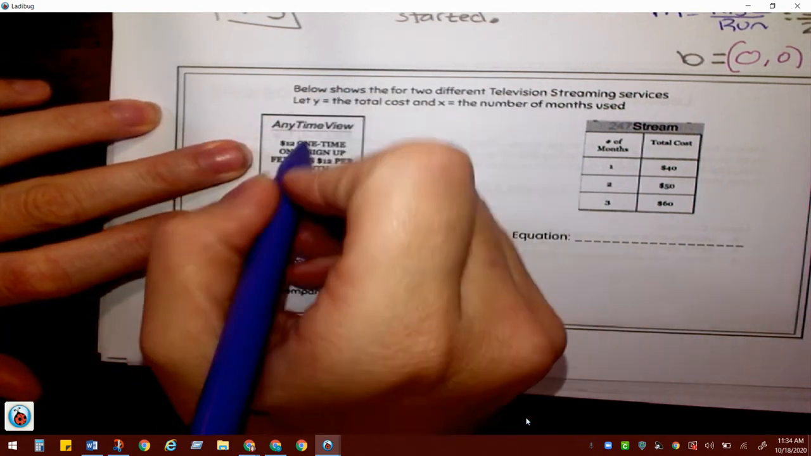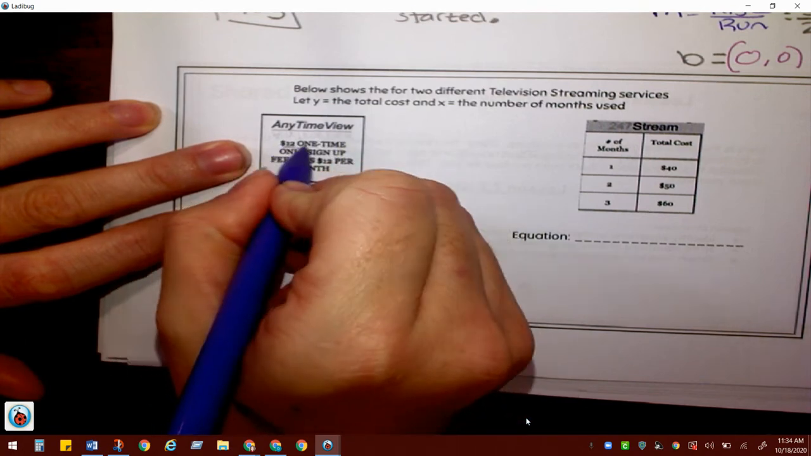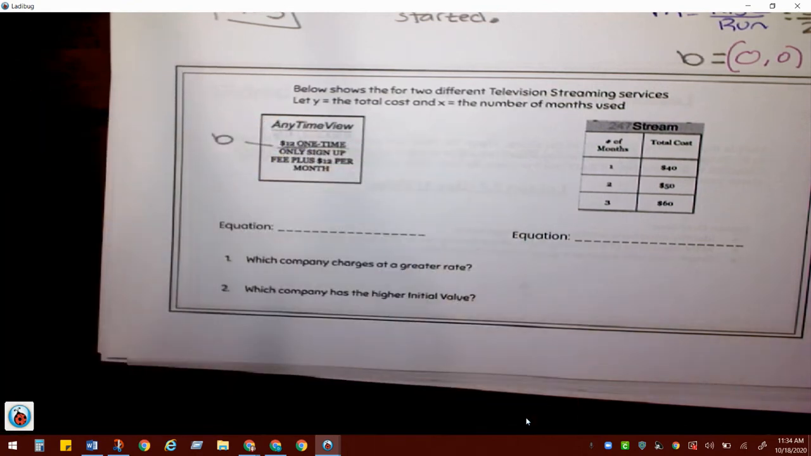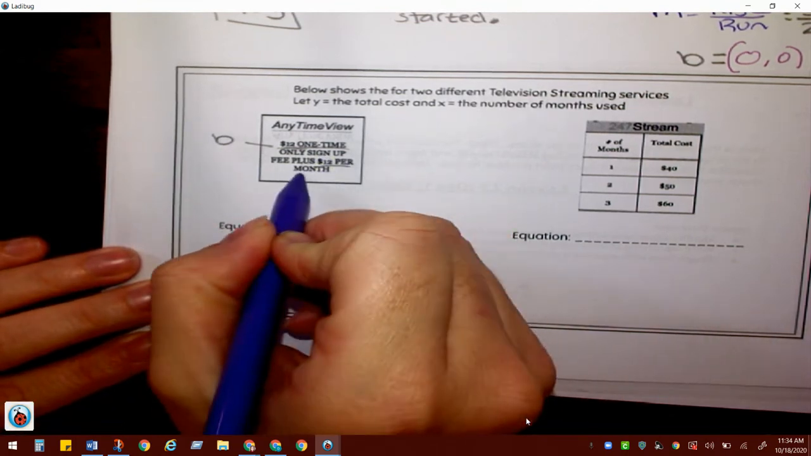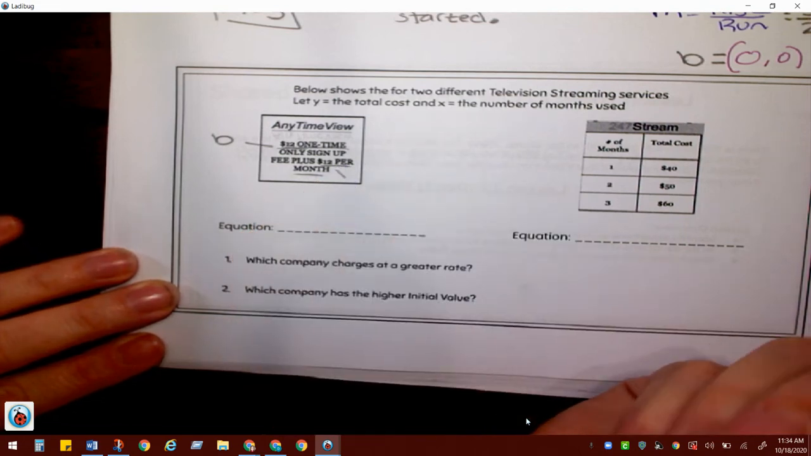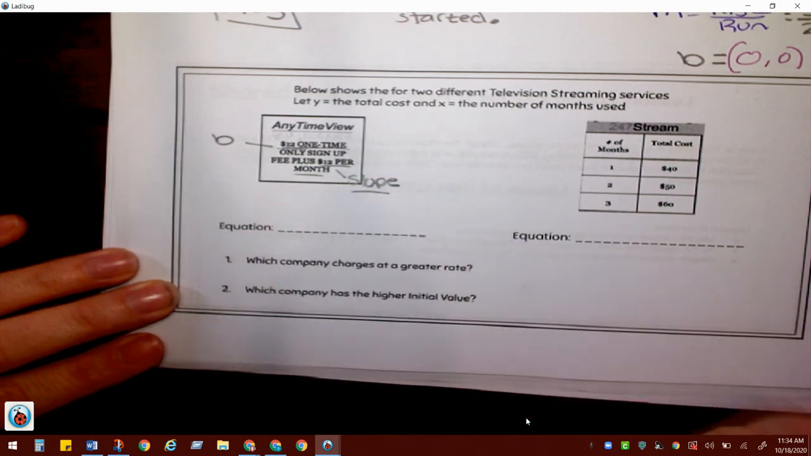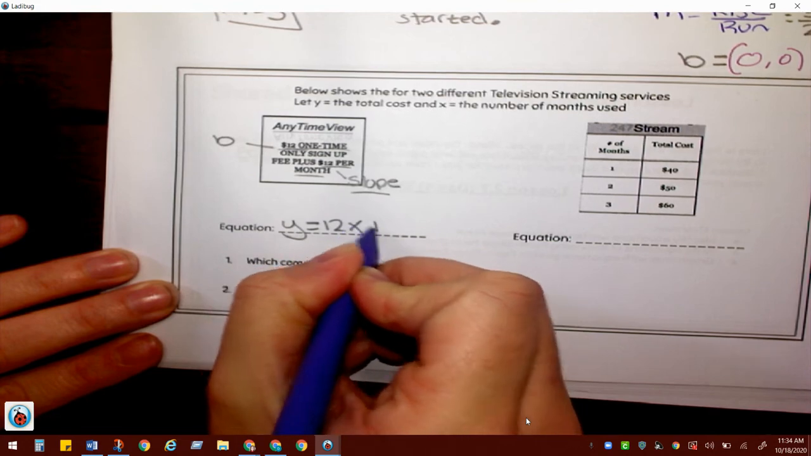So Anytime View has a $12 one-time only sign-up fee. So this is your initial value, right? It's the starting cost, $12. It's a one-time payment. And over here it says plus $12 per month. When you hear that word per, hopefully you think of multiplication, which is implying slope. So that's my slope. So my equation is y equals 12x plus 12.